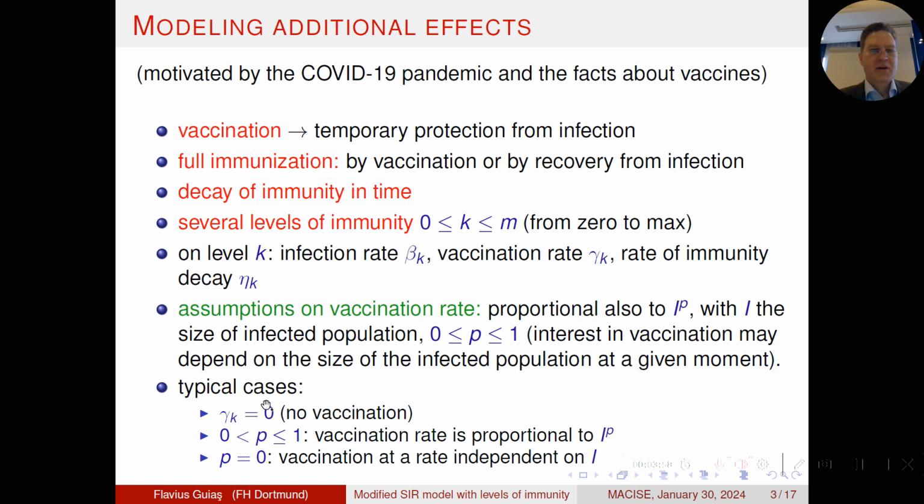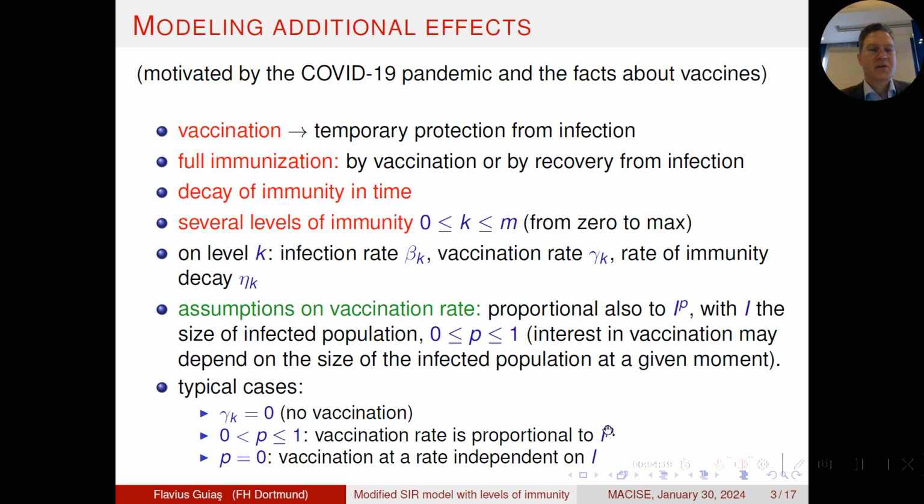And you have also typical cases. You can also assume that there is no vaccination. If you set this parameter equal to 0, then if this power p is not 0 but is larger than 0, still less than 1, then it will be proportional also to the size of the infected population to this power p. And if you assume p equal to 0, then we set this term equal to 1.